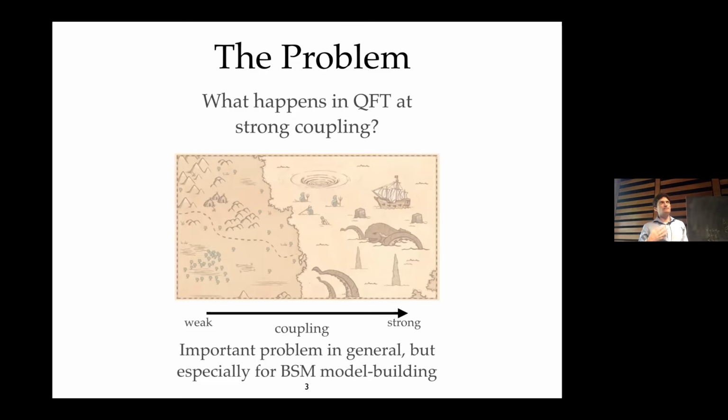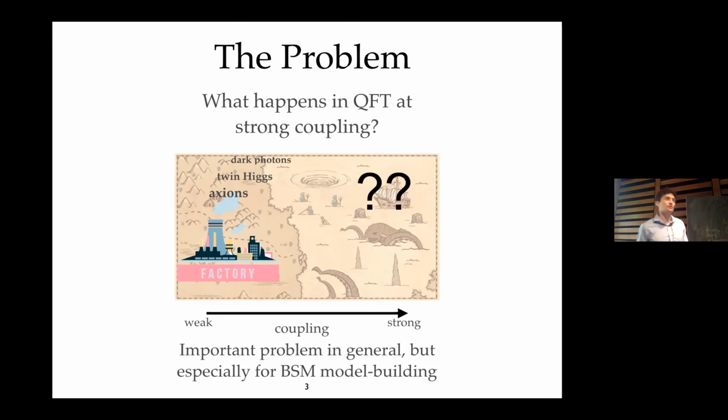I think it becomes emotionally very tangible, for instance, in beyond the Standard Model building, where at weak coupling, perturbation theory is, we have kind of turned it into a little factory that we can use to mass produce models. Whereas the situation at strong coupling is really the opposite. It's kind of a Wild West. And for most strongly coupled theories, the most we can do is make some conjectures. We can maybe try and parameterize the result, but we're much more limited than we are at weak coupling.